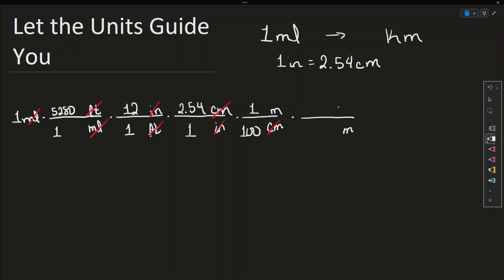We need to move from meters to kilometers. 1 kilometer is 1,000 meters. So now my meters units cancel, and kilometer is the only unit I'm left with. The units cancel step by step. Miles cancel, feet cancel, inches cancel, centimeters cancel, meters cancel, and we're left with kilometers. Once we work all of this out, we get about 1.61 kilometers.